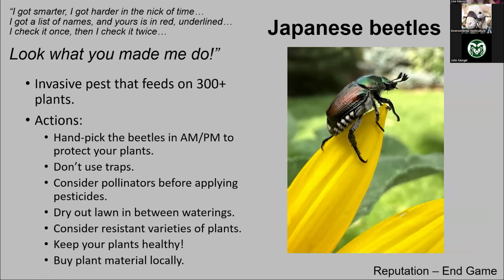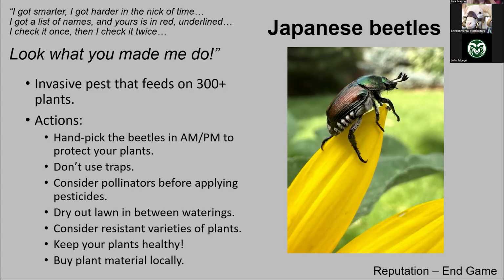Japanese beetles are an invasive pest, one of the biggest pests that we have around, because the adults damage by feeding on over 300 types of vegetation. The larvae can also feed on your turf grass and damage the turf grass as well. So, what do you do if you've got Japanese beetles in your landscapes?